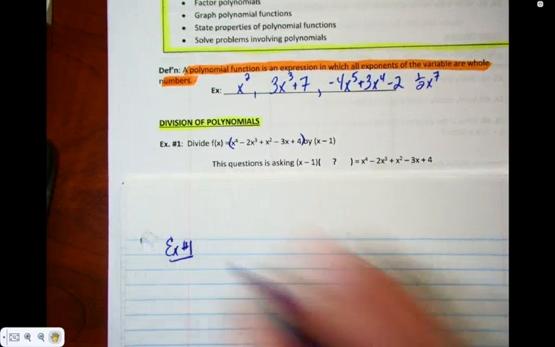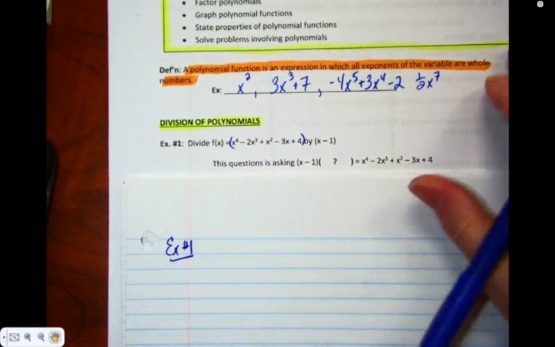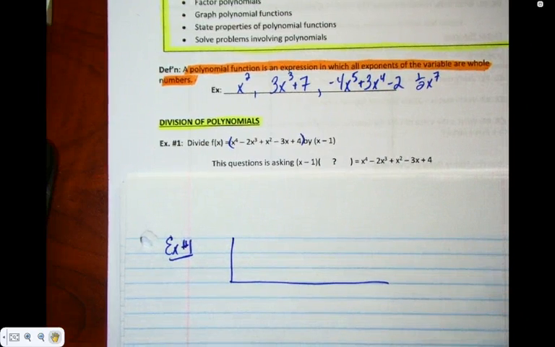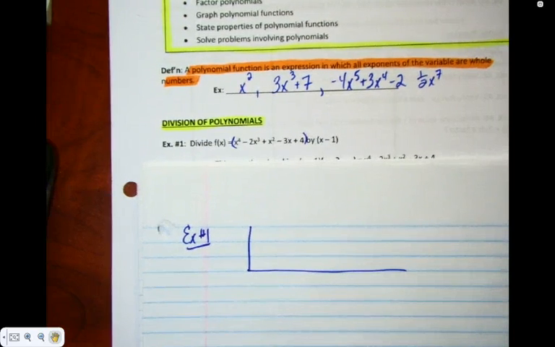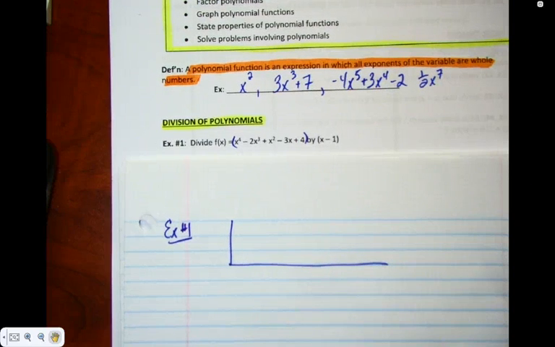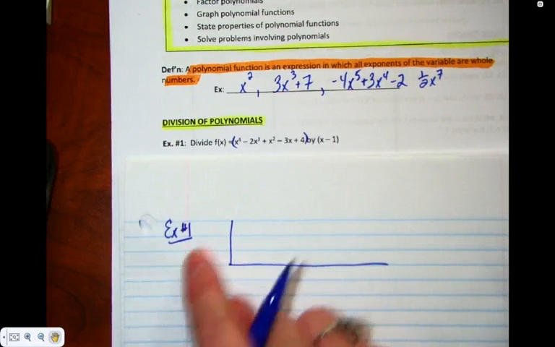Yay! I do not sense the same excitement. Walk me through synthetic division. What do you remember from last unit? So what's the number that goes on the outside?